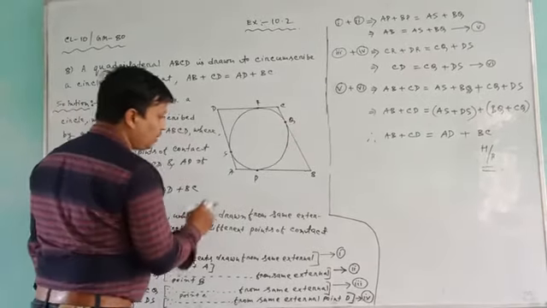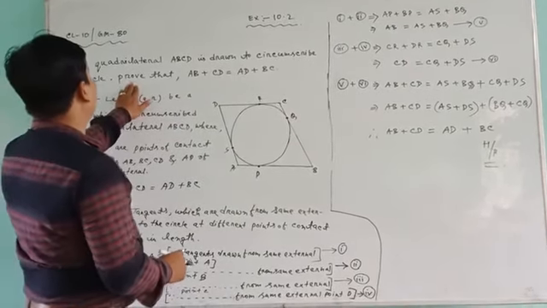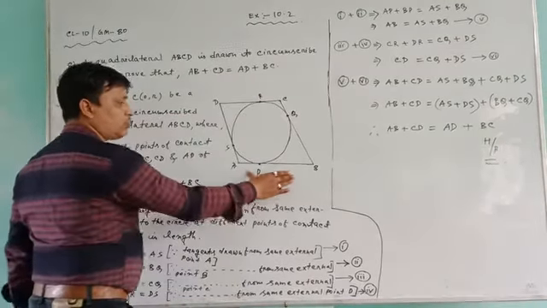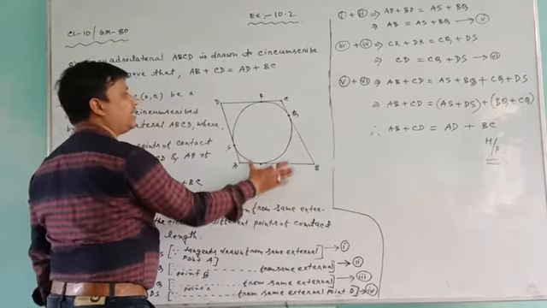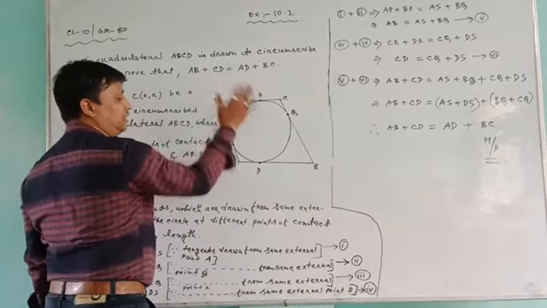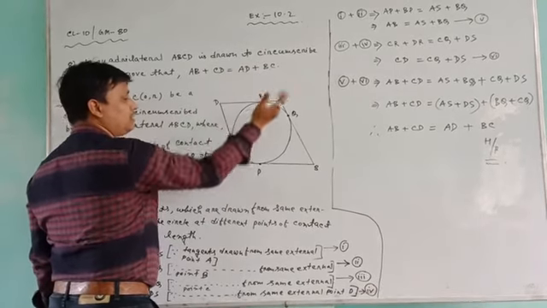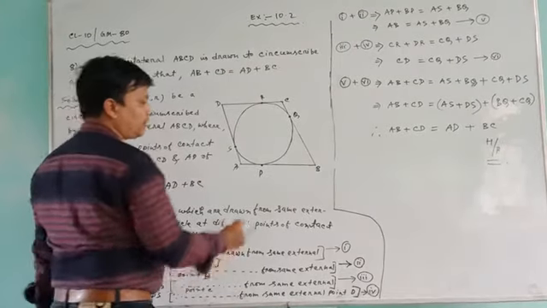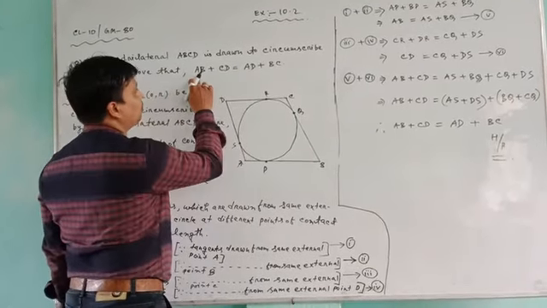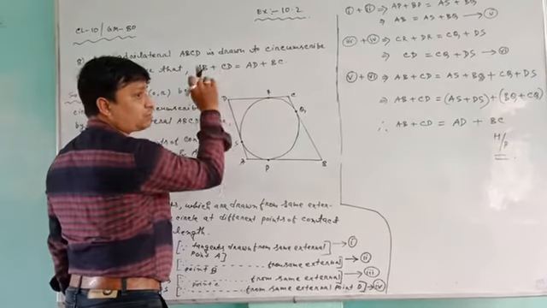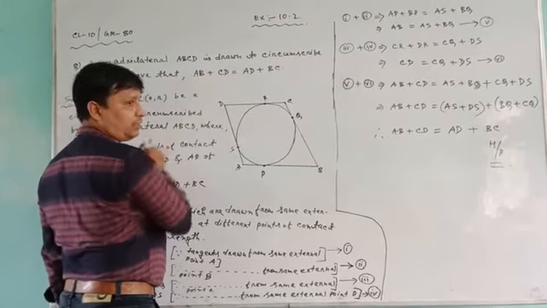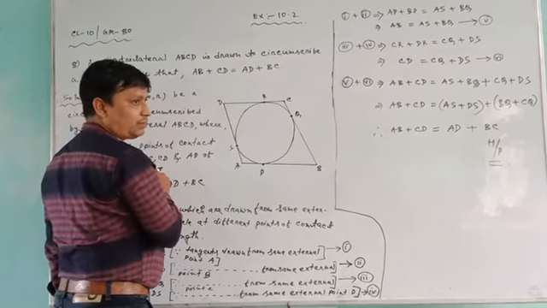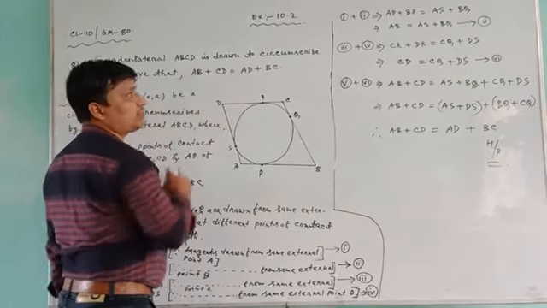Now, we have to prove what? Prove that AB plus CD equal to AD plus BC. That means opposite sides. AB plus CD is equal to AD plus BC. Okay? So, how will you get it? First of all, we have to see the left hand side only. First, you make one statement for AB. Second, you make one statement for CD.